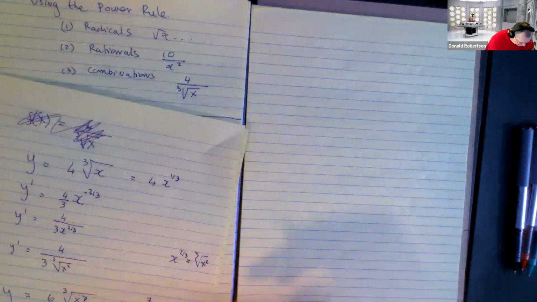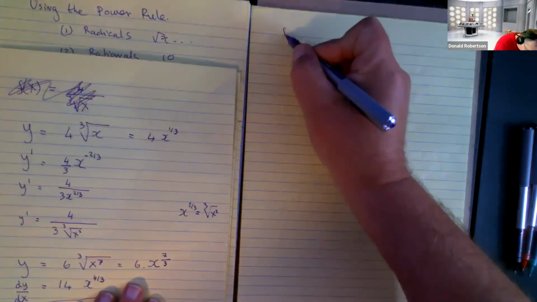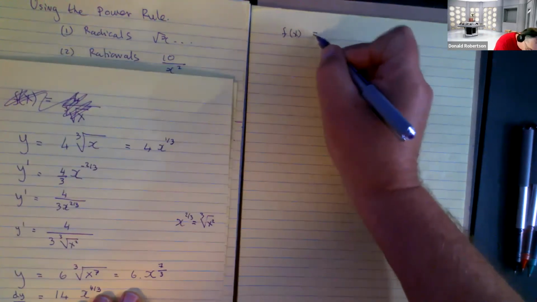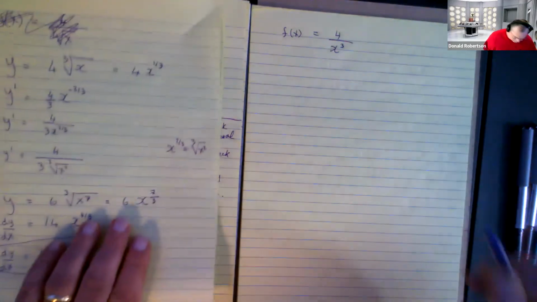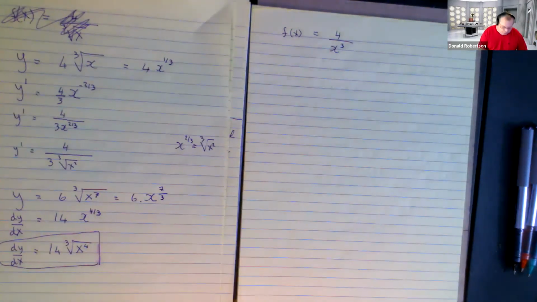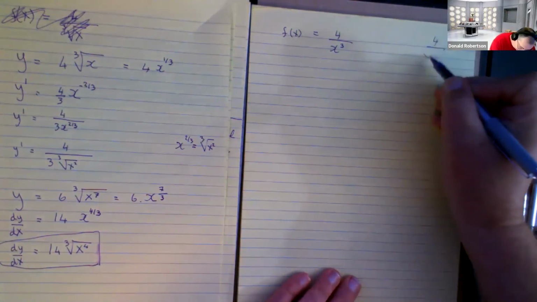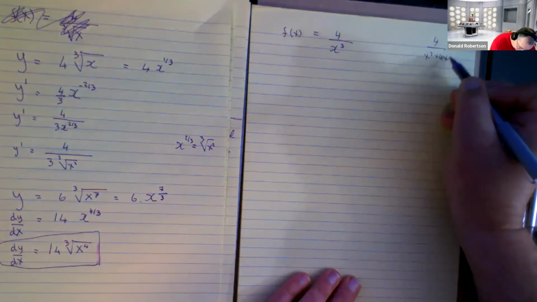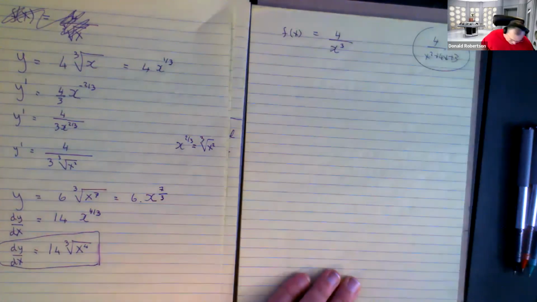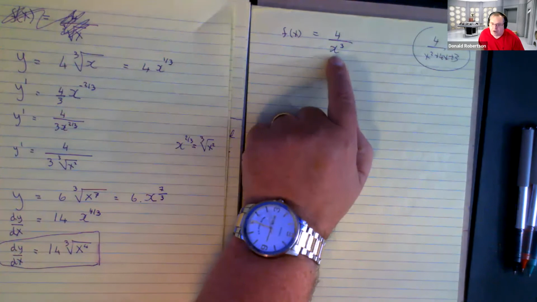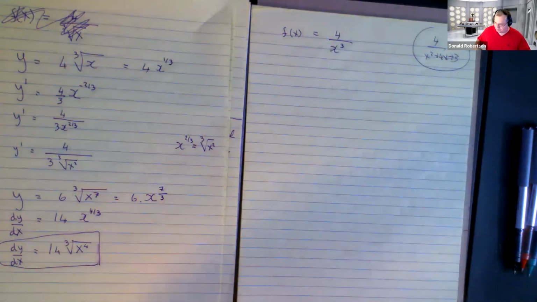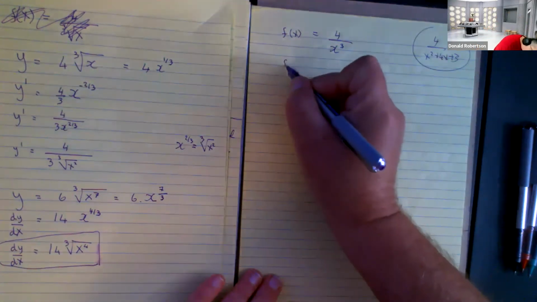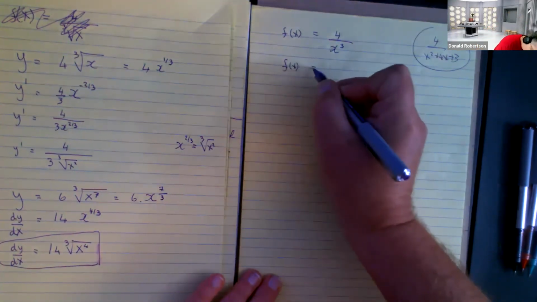Well, let's move on to rationals now. We are only going to deal with very simple rationals, right? We're not going to do anything like this, that's for another time. The ones I'm talking about are just going to be a number on the top with x cubed, x squared, right? That kind of guy in the bottom. And I'm going to use the power rule.